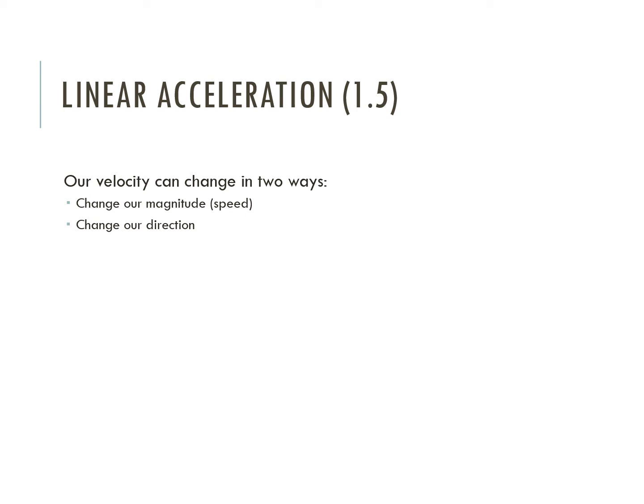So I need some sort of way to describe how my velocity can change. And for that, I'm going to be using acceleration. So acceleration is defined as the rate of change of velocity. Acceleration is also going to be a vector, and it has the SI unit of meters per second squared. So m per s squared.